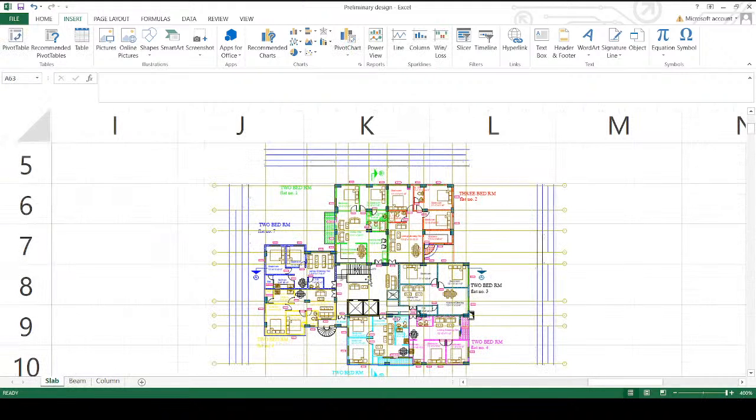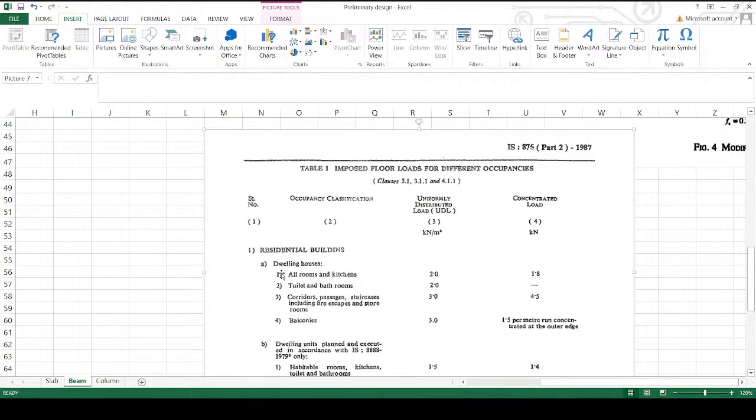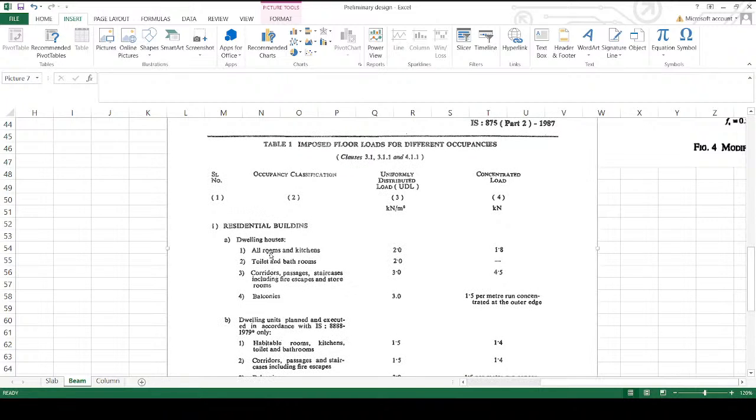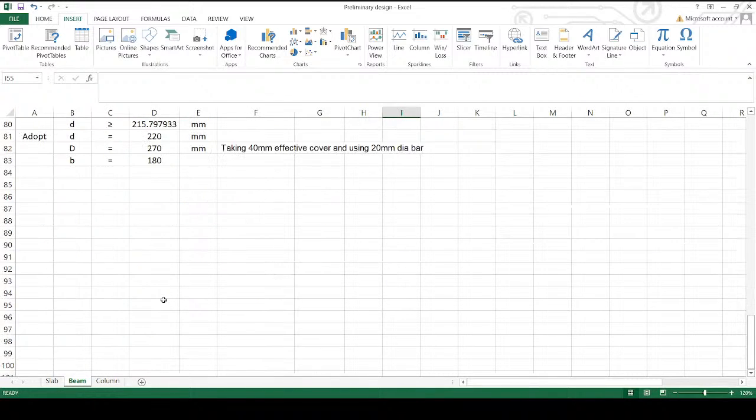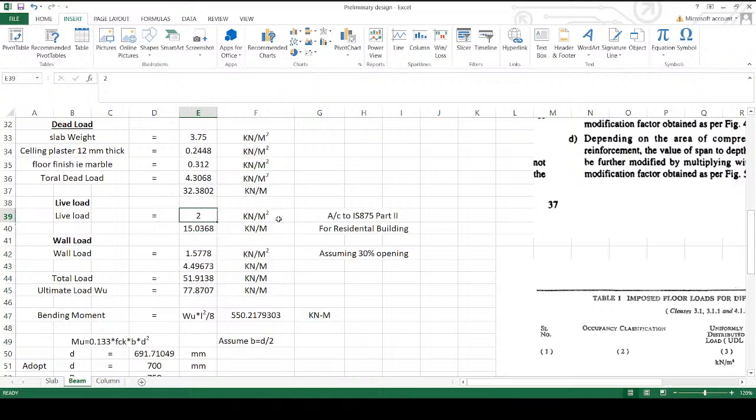In our design, we are going to design bedroom, kitchen, a combination of bedroom and kitchens, and drawing rooms. So it fulfills this criteria: all the rooms and the kitchen, the live load is 2 kilonewton per meter cube. So I am taking 2 kilonewton per meter cube for live load, and it is in kilonewton per meter square, and you have to calculate it in kilonewton per meter.